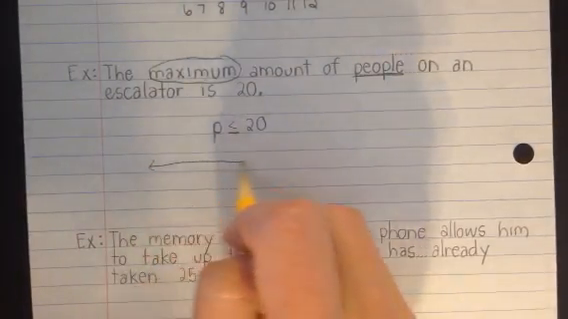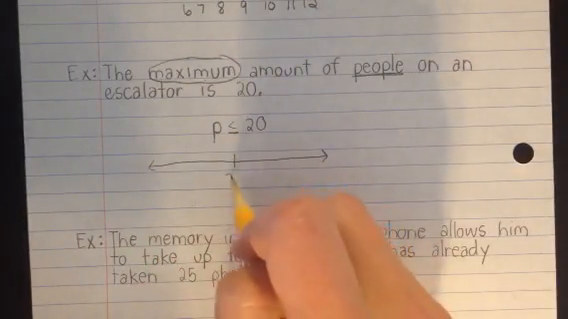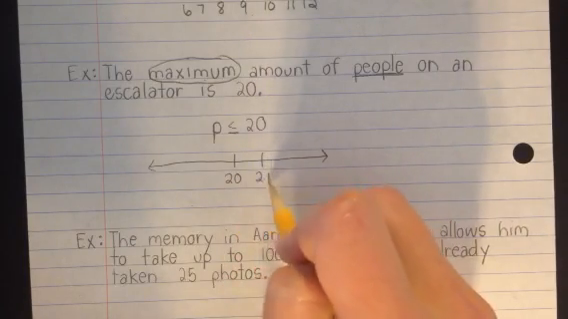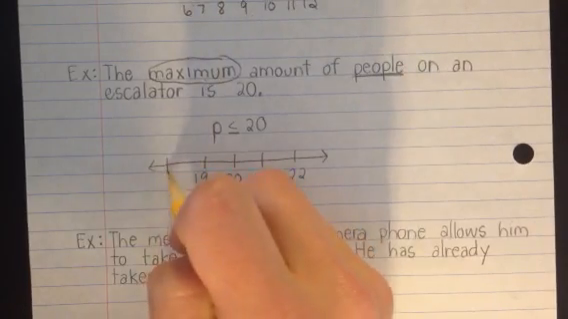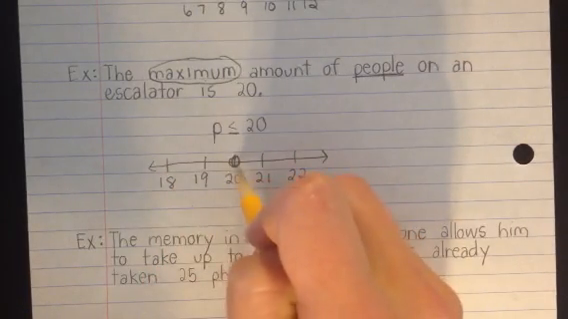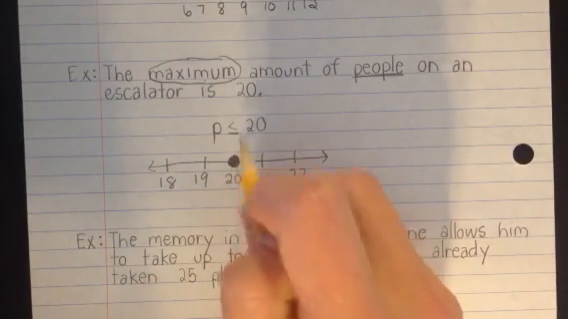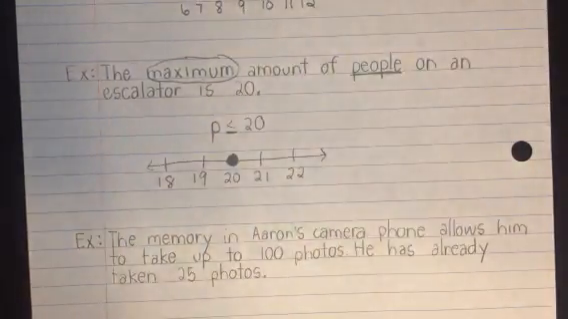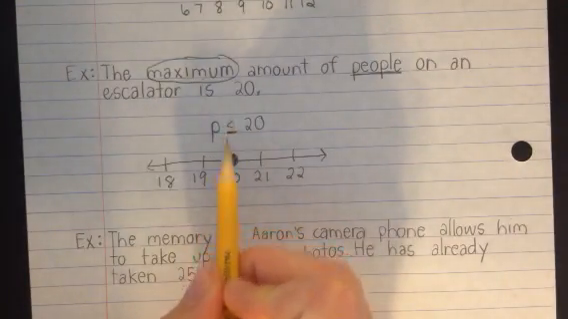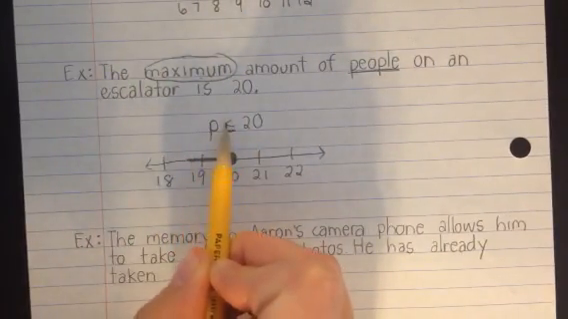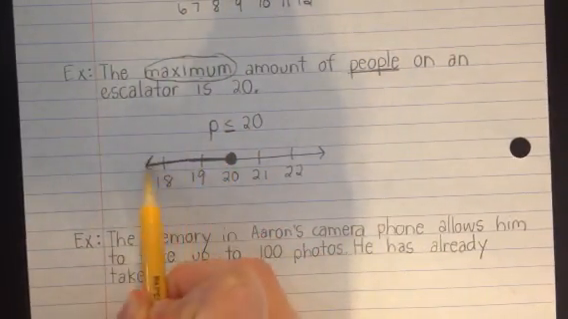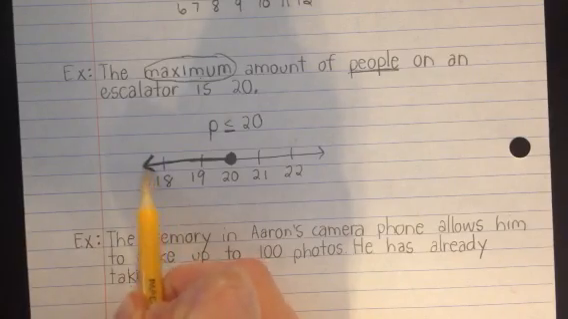So when I graph this on my number line, I'll put 20 here. So 21, 22, 19, 18. My circle goes over 20. It's shaded because they are equal to. And since my variable's on the left here, that means I shade in the direction of the symbol, and the symbol's pointing to the left.